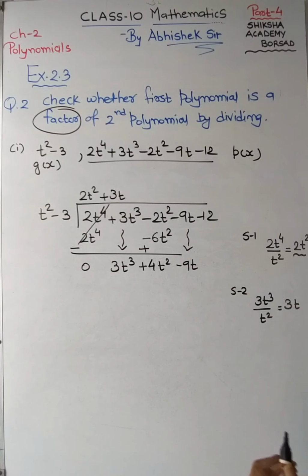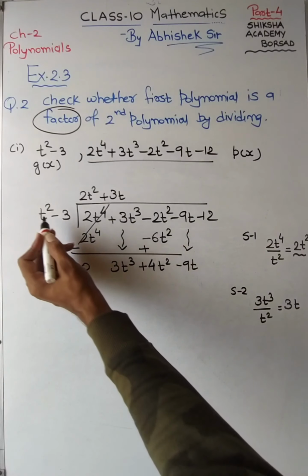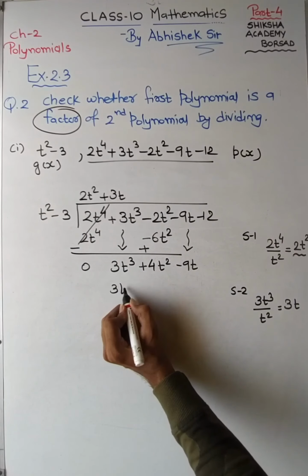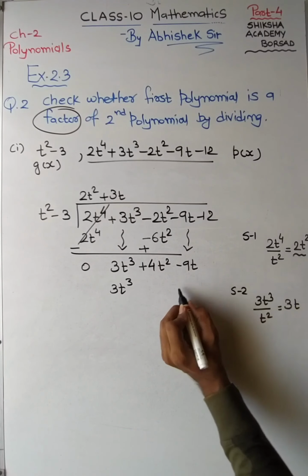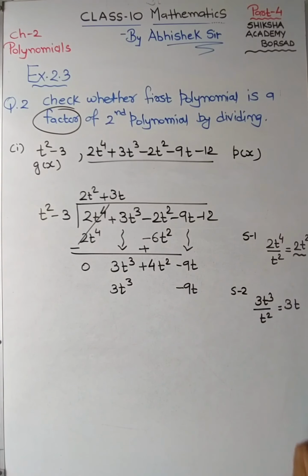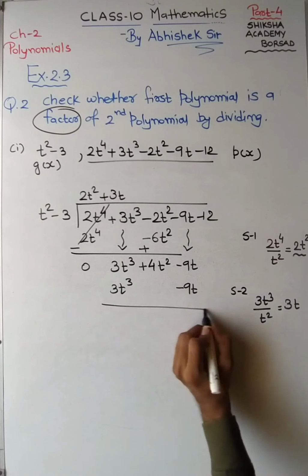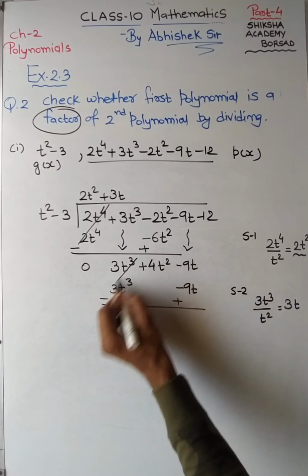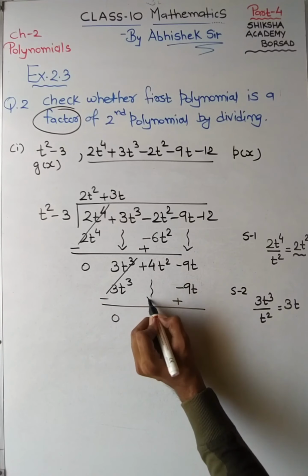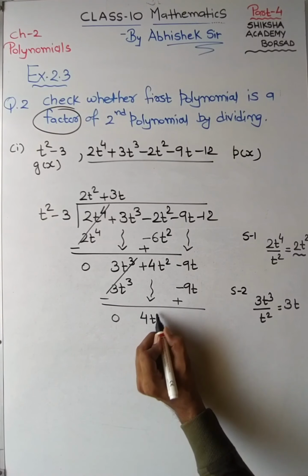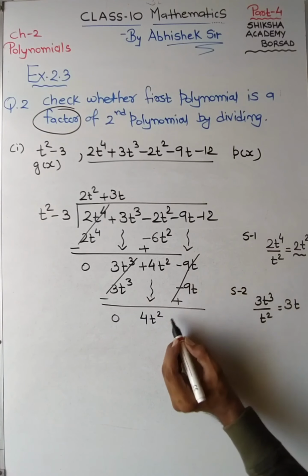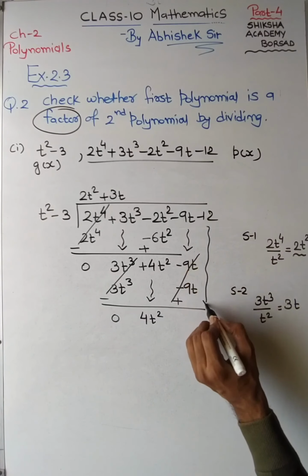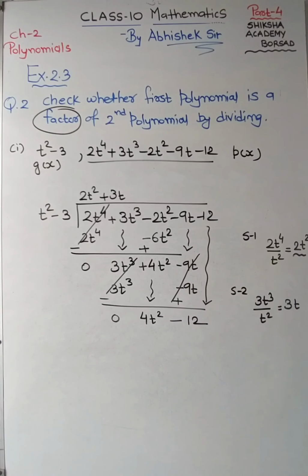Let us see what happens now. 3t into t square becomes 3t cube. Minus 3 into 3, that is minus 9t. So minus 9t we'll write over here. Okay. Minus plus, cancel it. Unutilized terms will be written first. Minus 9t plus 9t will be cancelled. So minus 12 will be repeated.